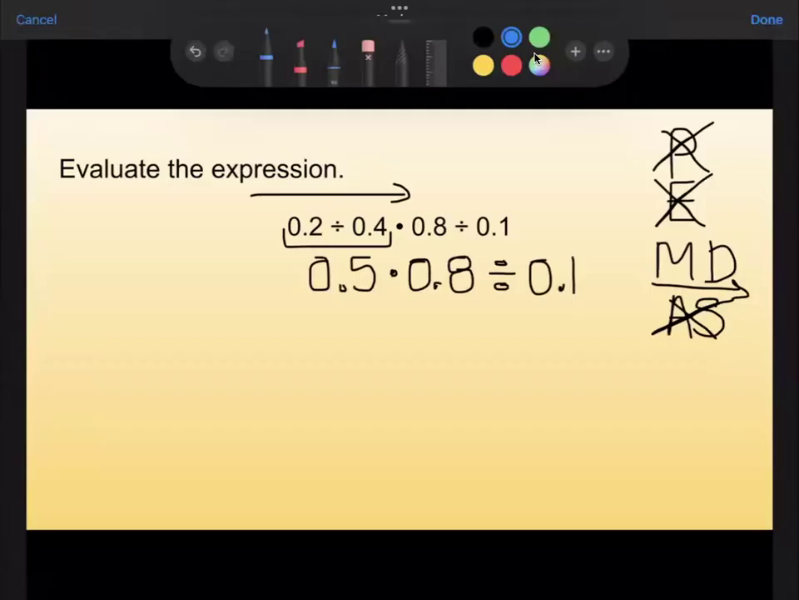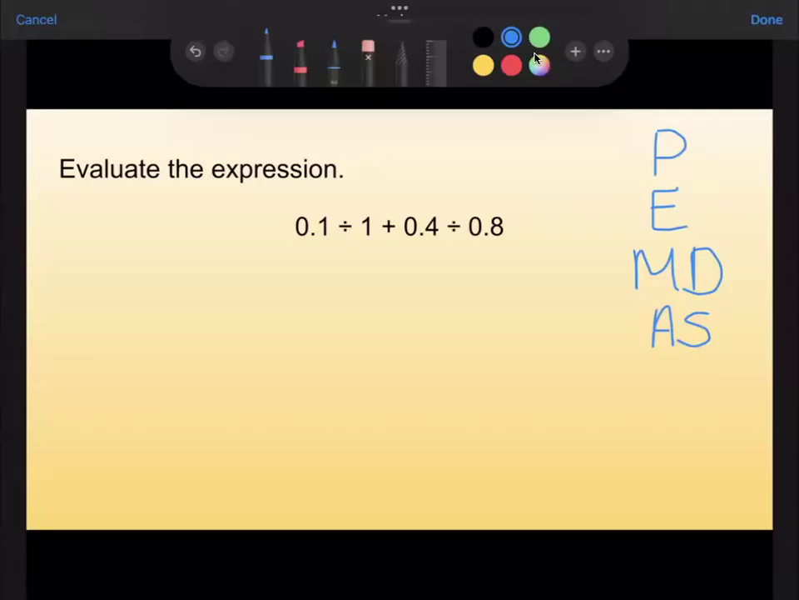Okay, so now we're going to go ahead and keep going. Again, I still have multiplication and division, so same level, but I have to move from left to right, which means I have to do this first because it's on the left. So I'm going to calculate 0.8 times 0.5, or 0.5 times 0.8, however you want to do it. And that's going to end up 0.4. Then I'm going to bring down the divided by 0.1. Now that's my only operation left. So I'm going to calculate 0.4 divided by 0.1, and that gives me 4. So the final evaluation of this expression would be 4.